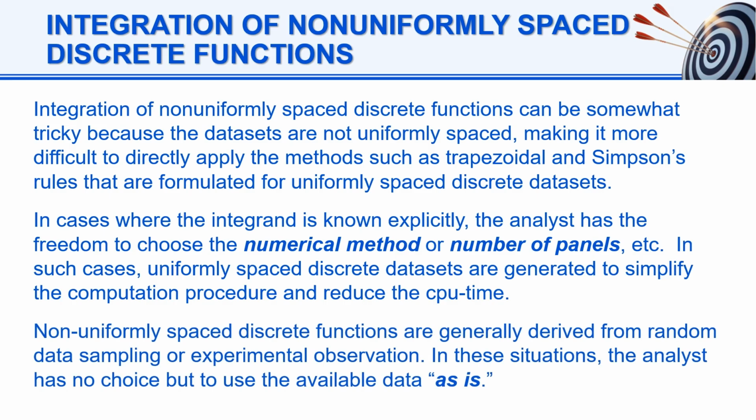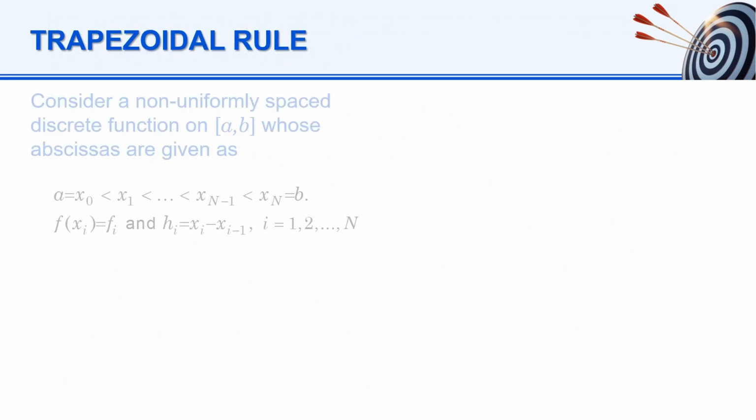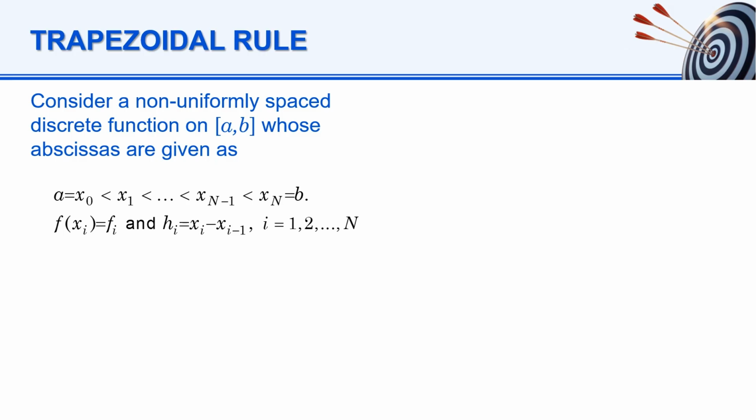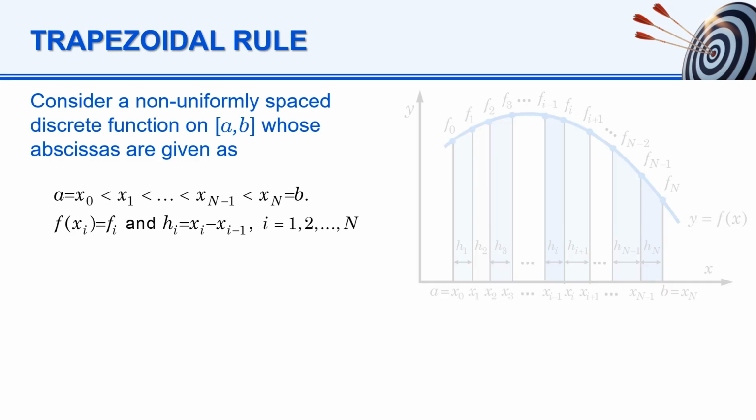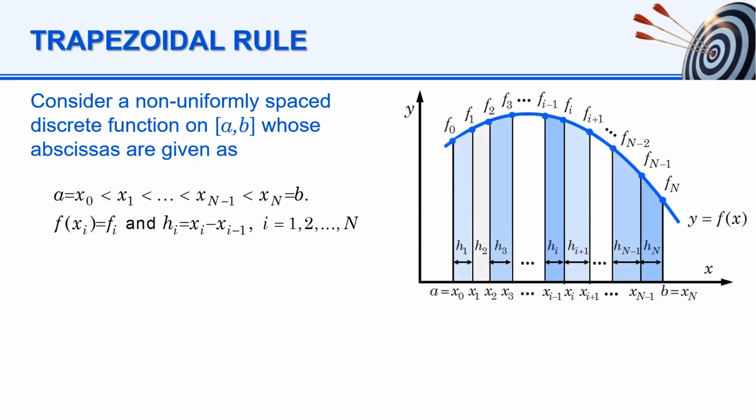Non-uniformly spaced discrete functions are generally derived from random data sampling or experimental observation. In these situations, the analyst has no choice but to use the available data as is. Consider a non-uniformly spaced discrete function on the interval from a to b, whose abscissas are given as follows, for which the interval sizes vary.